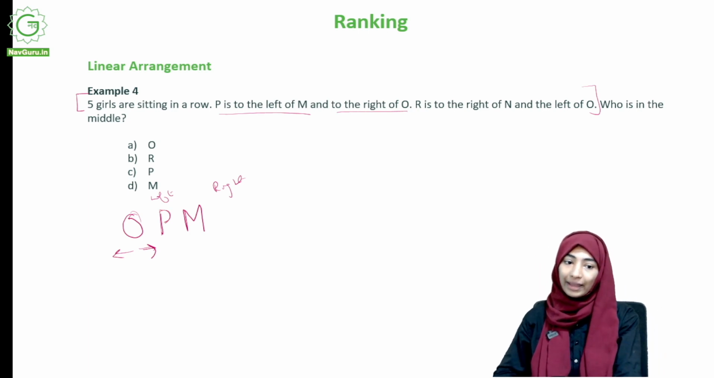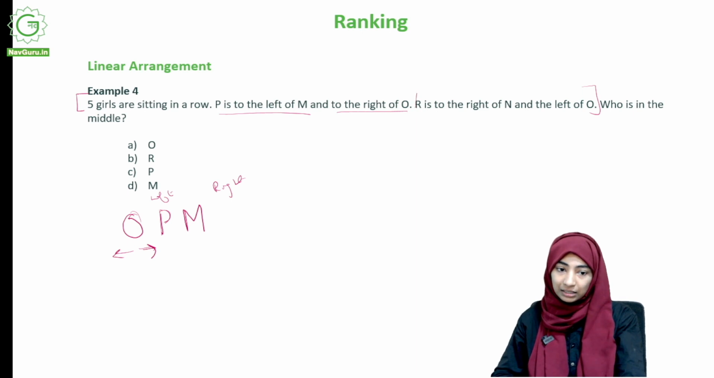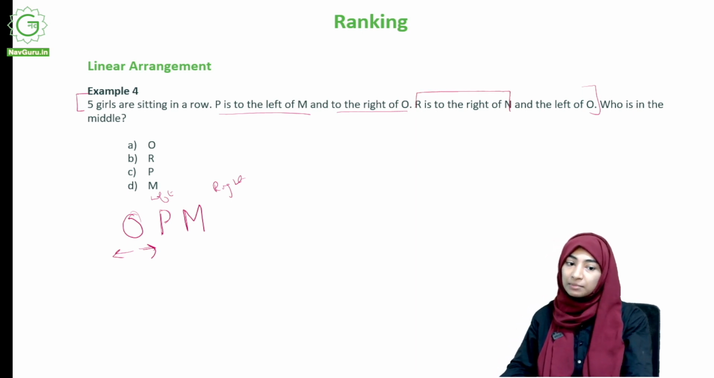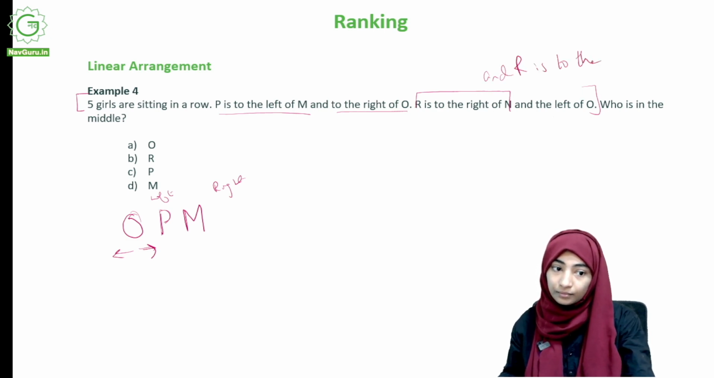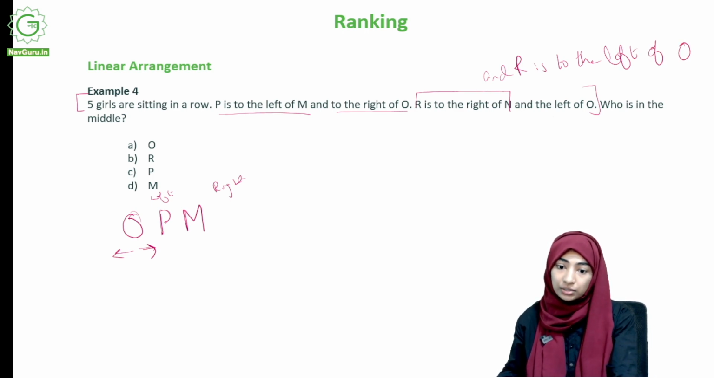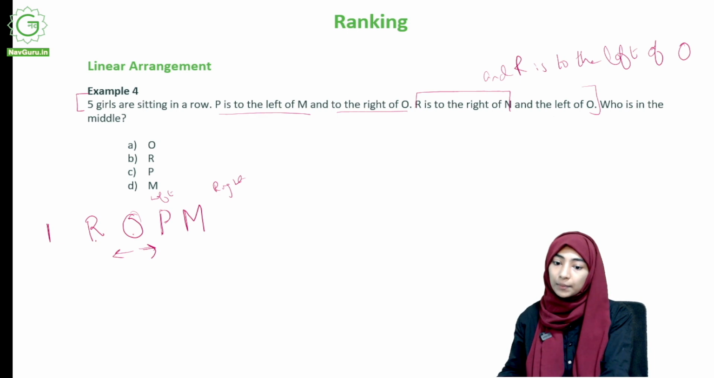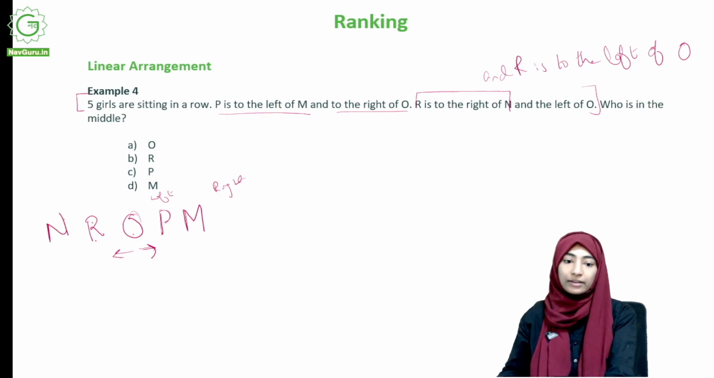R is to the right of N. We'll keep that here. I mean, we'll see R and the left of O. So, what does this mean? R is to the right of N and the left of O. This means R is to the right of N and R is to the left of O. So, R is to the left of O means R will come here. This is the left of O. R is to the right of N means N will come here because R is to the right of N, which means N is to the left of R.